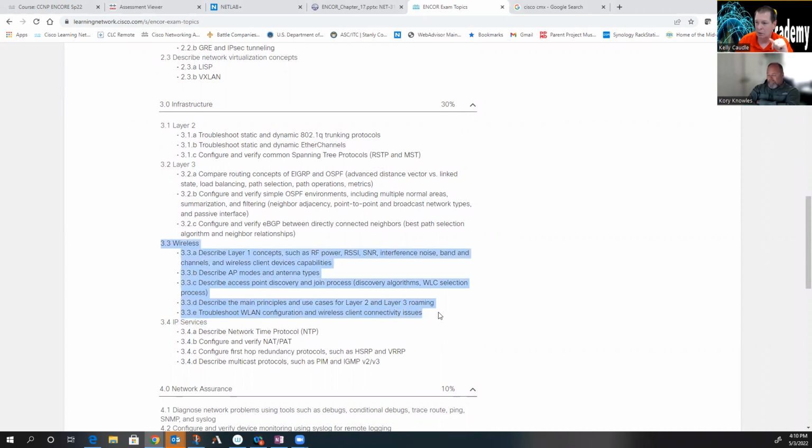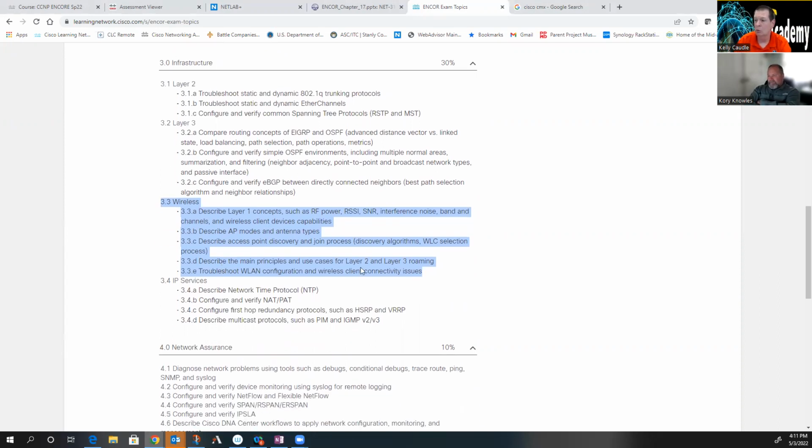So you've got to understand resultant signal strength, signal to noise ratio, interference, noise, band and channels, wireless devices, what free path loss is, different modes, even looking at a picture of an antenna and knowing: is that an omnidirectional antenna? Is that a Yagi? Is it a directional? What is this? Also troubleshooting wireless, layer 2 and layer 3 roaming.